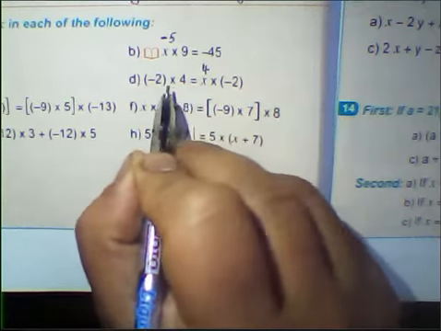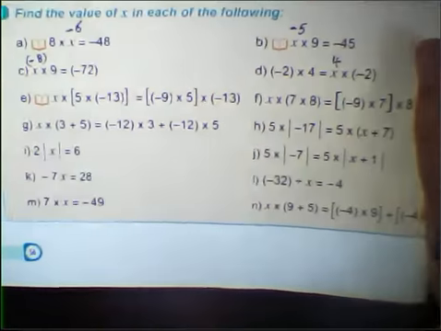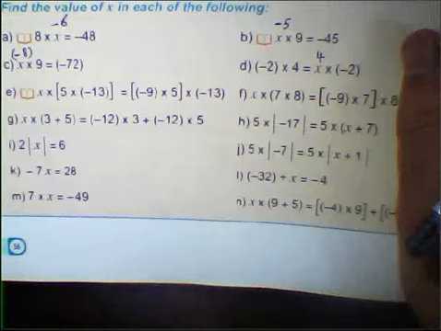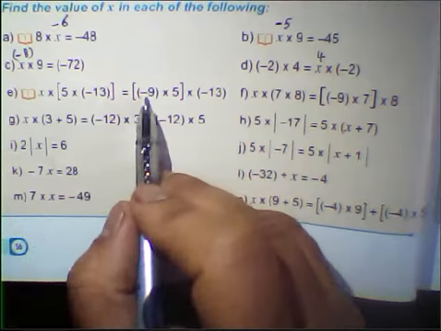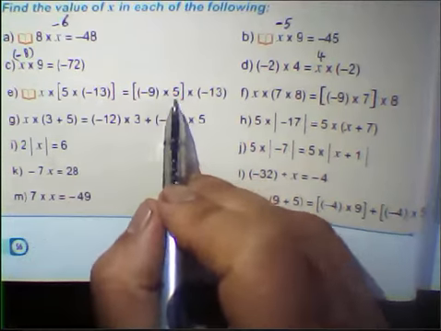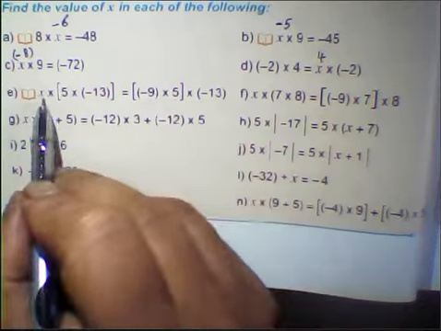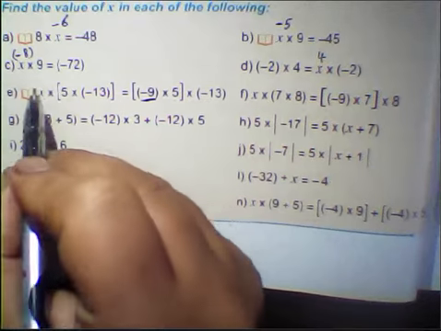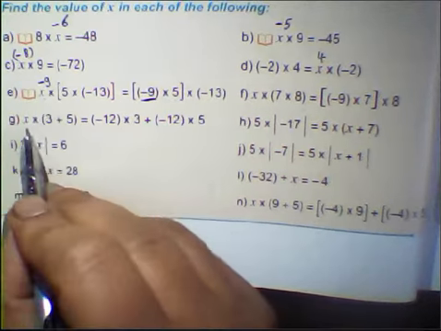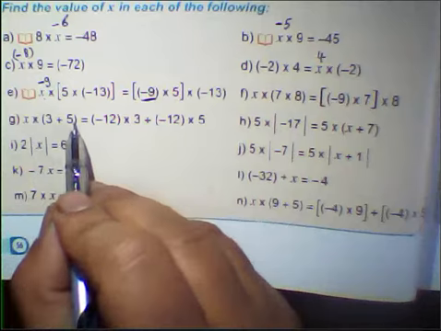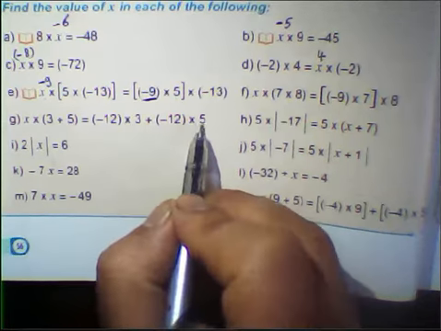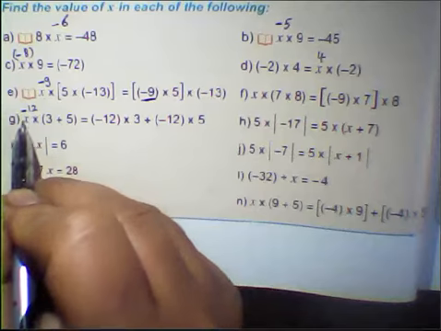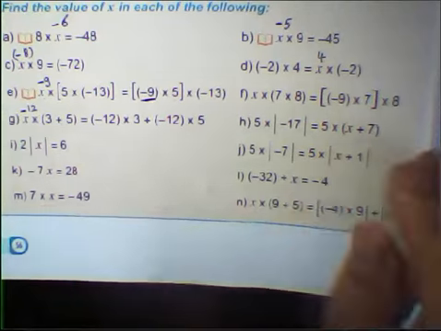Here is the commutative property. Letter E: x multiplied by negative 13 equals negative 9 multiplied by 5 multiplied by negative 13, so x will be negative 9. x multiplied by 3 plus 5 in parentheses equals negative 12 multiplied by 3 plus negative 12 multiplied by 5. Using the distributive property, x will be negative 12.